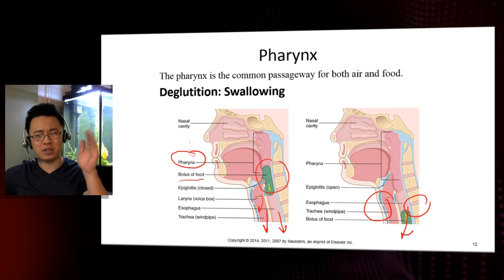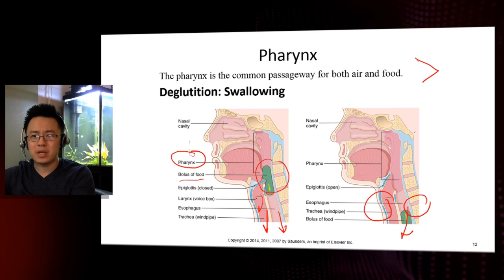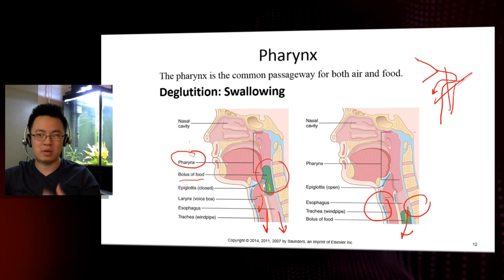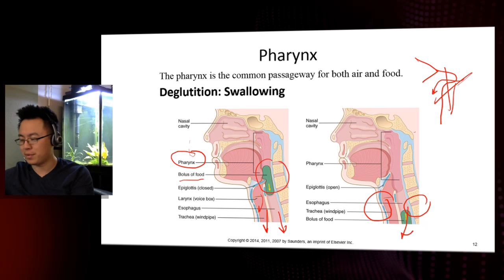Can you imagine if you were to swallow food, if you had your, let me draw the picture here for you. If you had your mouth here and you swallow food, then it had to take a U-turn or left turn here to get there, that wouldn't make any sense. It would cause more choking. So it makes more sense to have the esophagus in the back.